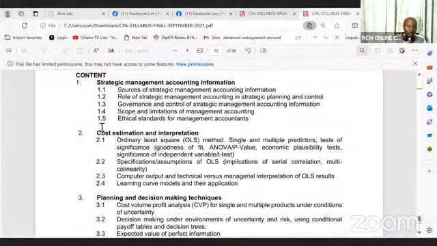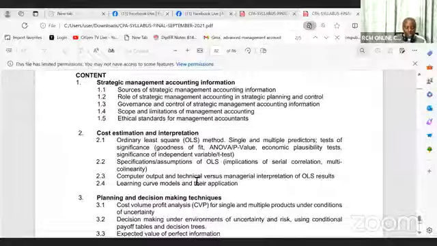Ladies and gentlemen, from there, we have the concept of computer output. This is very common, and it's common in AMA and what we call business data analytics. So 2.3, computer output and technical versus managerial interpretation of these ordinary least squares results. And then they want us to teach you guys what we call learning curve models and their applications.